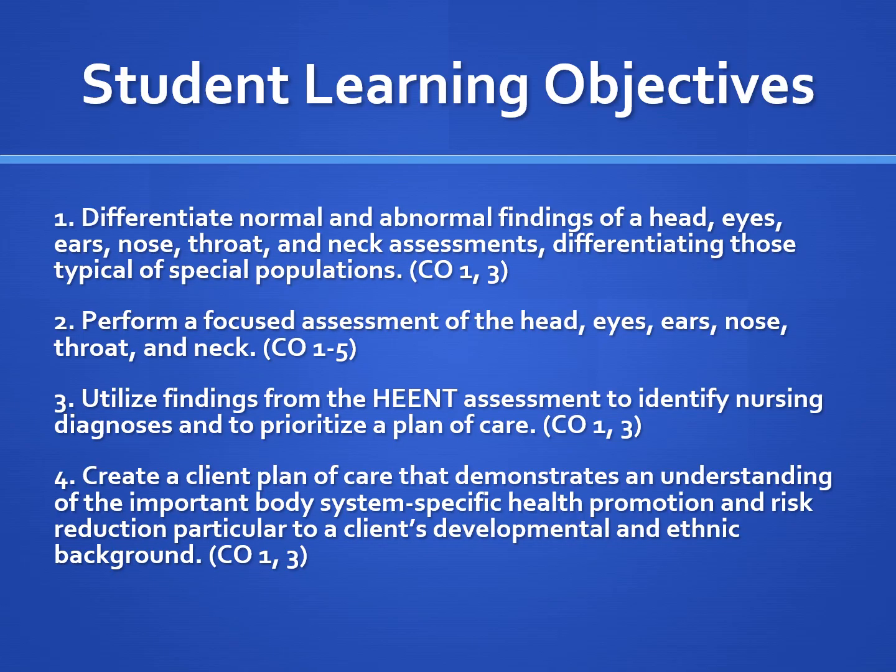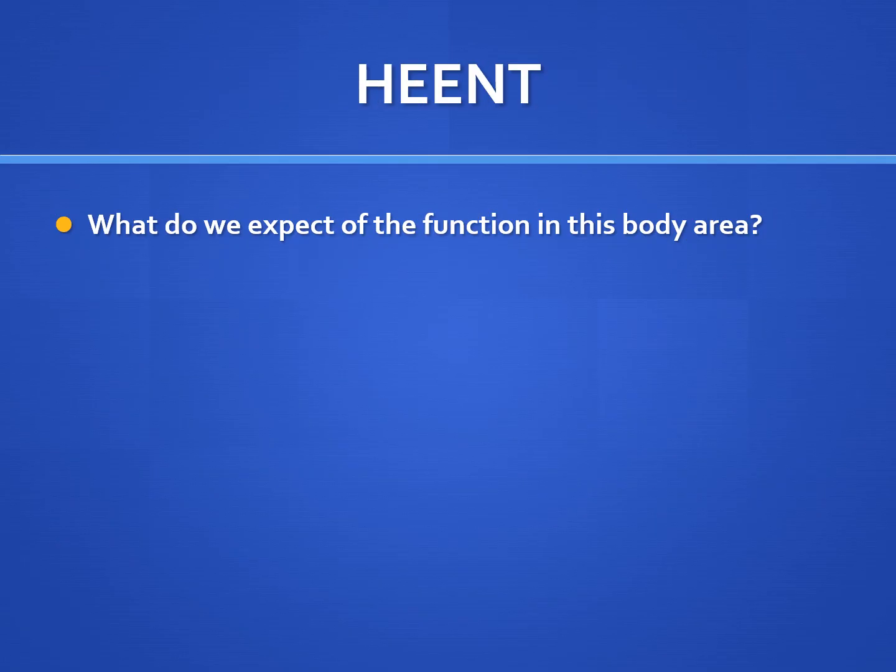Here are those wonderful student learning objectives, what we're learning from this lecture today. Because we're transitioning into the head, ears, eyes, nose, and throat assessment, I really want you to think about function of those systems first. We want to ask ourselves, what is the body system supposed to do here? Because if we can normalize figuring out the normal function of something, then it's really easy for us to recognize any abnormal findings. Our head helps protect our brain, which helps with all functions.